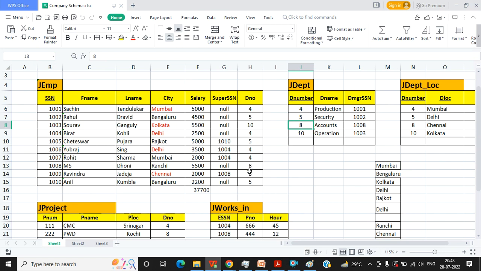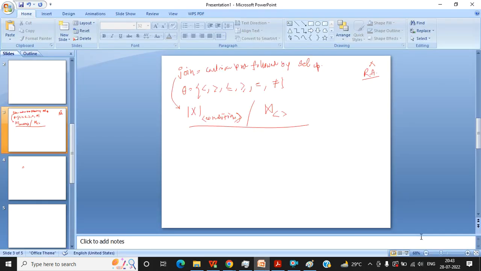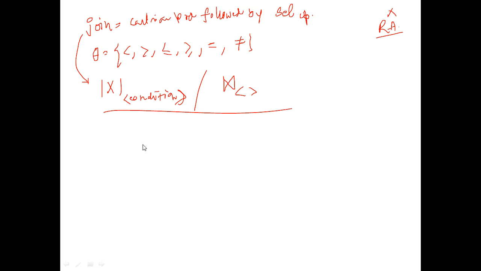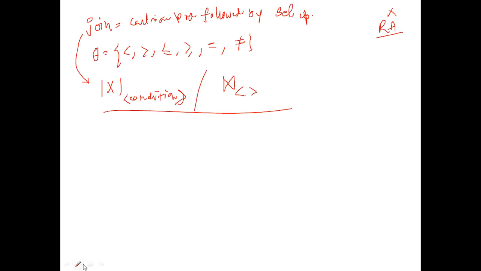Now, how do you perform this operation in relational algebra? You can perform this operation using Cartesian product that we have already done. But still, I want to write that operation once again here. Tell me, how can you write it? JEMP Cartesian product JDEPT.